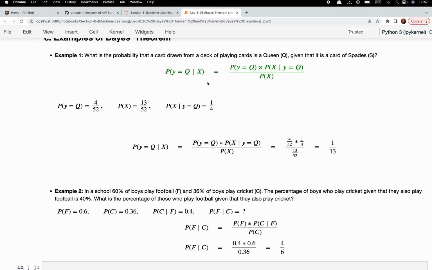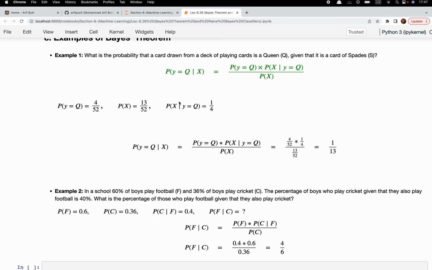Well, the probability of a randomly selected card being a queen is 4 over 52, as there are 4 queens in a deck of playing cards. Similarly, the probability of a randomly selected card being a card of spades is 13 over 52, as there are 13 spades cards in a deck. And finally, the probability of x given the card is a queen, that is, the probability of the card being spades given that it is a queen, is 1 over 4, as there are a total of 4 queens and only one of them can be the queen of spades.